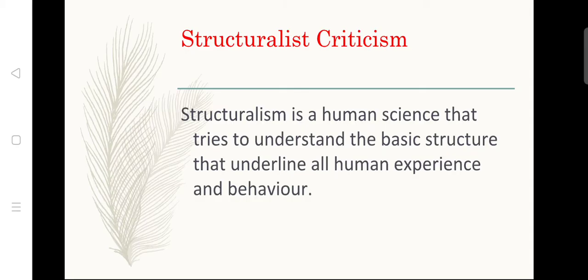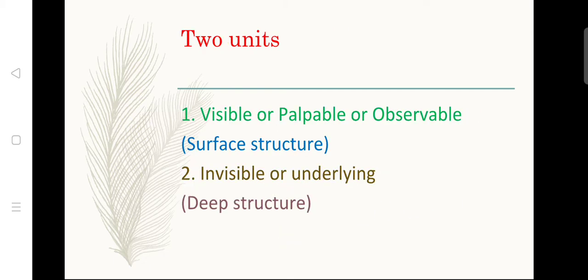So, structuralistic criticism, because structuralism is a study of human science that tries to understand the basic structure underlying all human experience and behavior. For this sake, we are going to know about the structure's appearance. Normally it is divided into two different units: one is surface structure, another one is deep structure, otherwise called visible and invisible, or palpable and underlying structure.